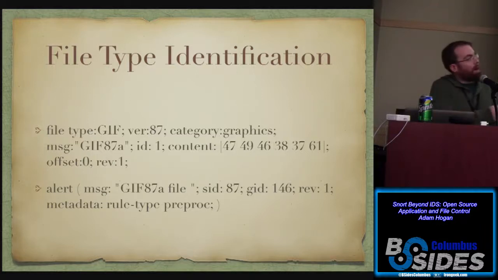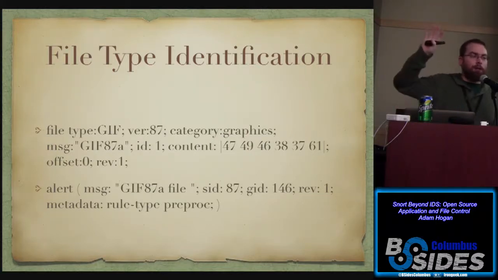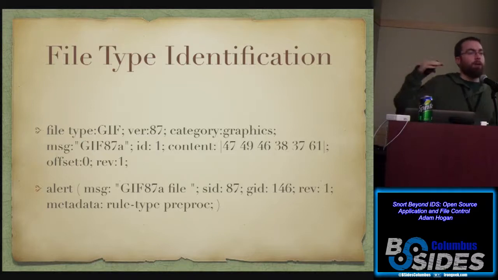All these rules fire off with a different generator ID than the IPS alerts. So you can actually search your alerts by GID. Everything for 146 is going to be, hey, I saw this file type. So you can immediately take those alerts and put them somewhere else. You can separate them from your IPS alerts and say, hey, there's a security issue you want to take a look at. And now we've got stats on file types that are going across your network.